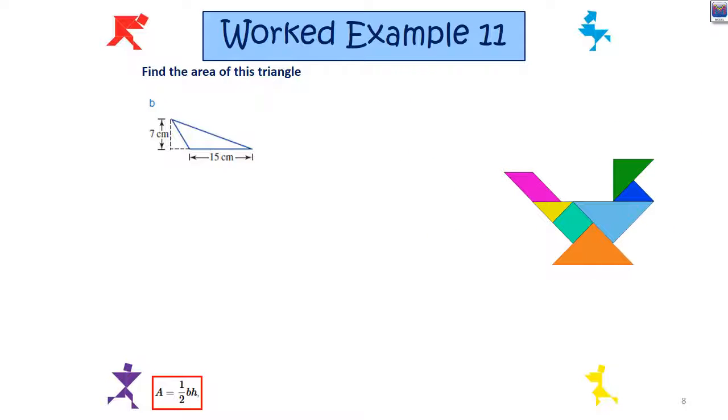Same with this one, it's done no different. Okay, this is my base. This is still my height, even though it's outside the triangle. That's still considered the vertical height of the triangle. All right, it's just a little bit different. Write your formula down.